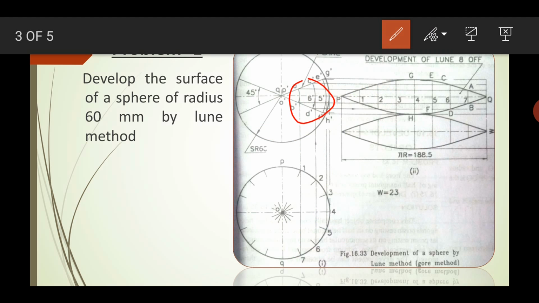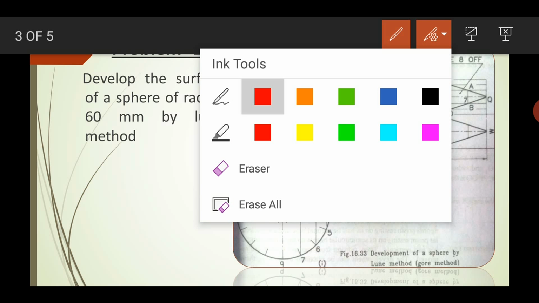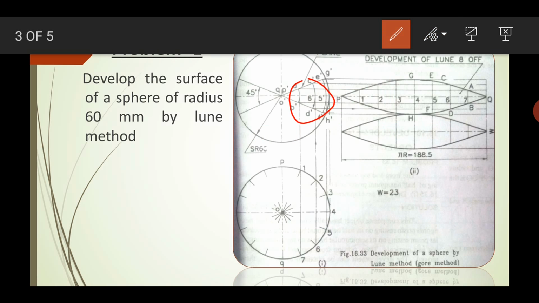Now with center O and radius O dash 6 dash, draw an arc to get C dash and D dash. I'll use another color. So that is the center point O you will make, and then make an arc like this, and you will get C dash and D dash.